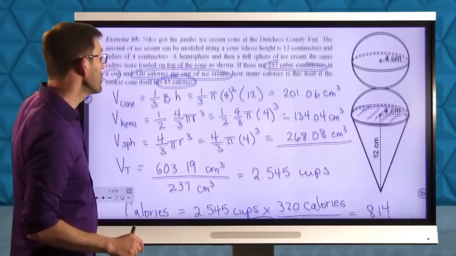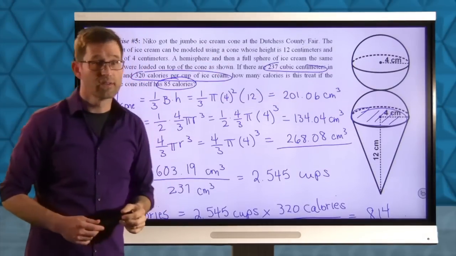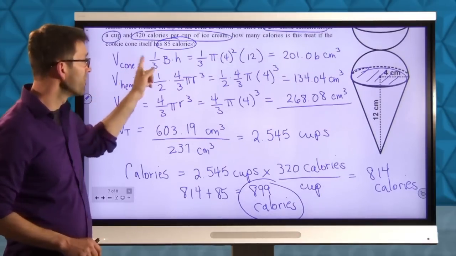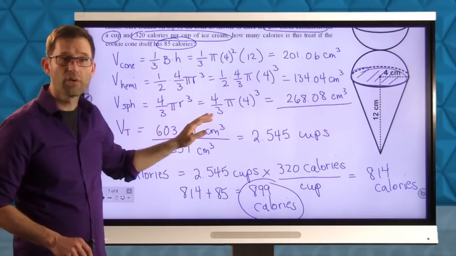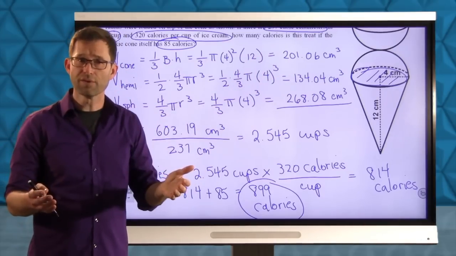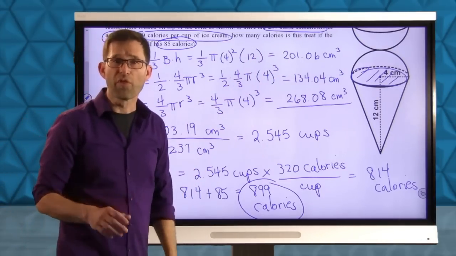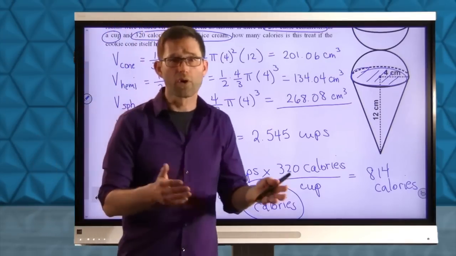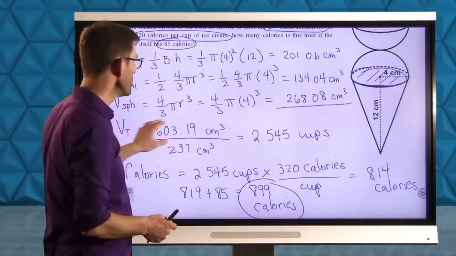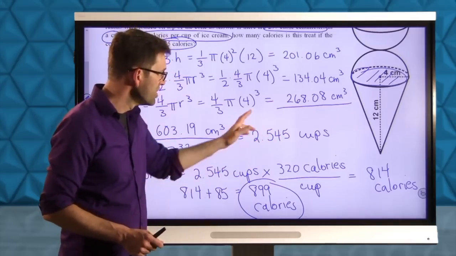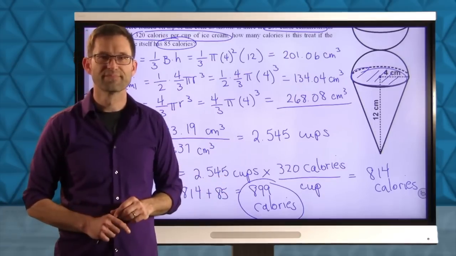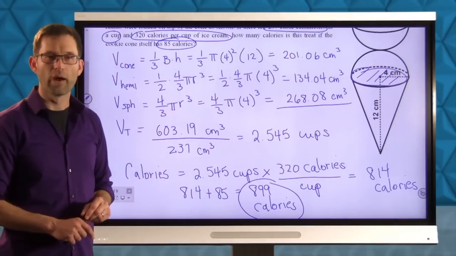If you live in upstate New York and you can get to the Dutchess County Fair, you should. It's a wonderful fair, one of the best ones around. But this problem is pretty involved, right? The volume of the cone, the volume of the hemisphere, the volume of the sphere, add it all up together, we get a volume in cubic centimeters. But we normally think about things like ice cream or milk in terms of cups. We have that conversion factor, so we change it into cups, change the cups into calories, add on the cone, and that's it. All right, take a look, and then we'll wrap up.